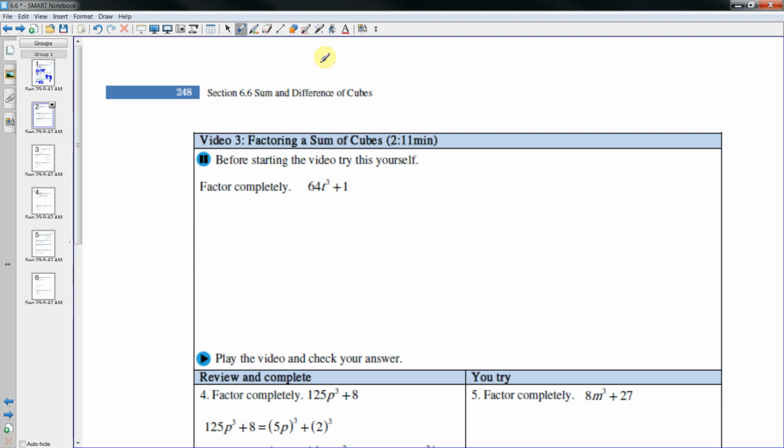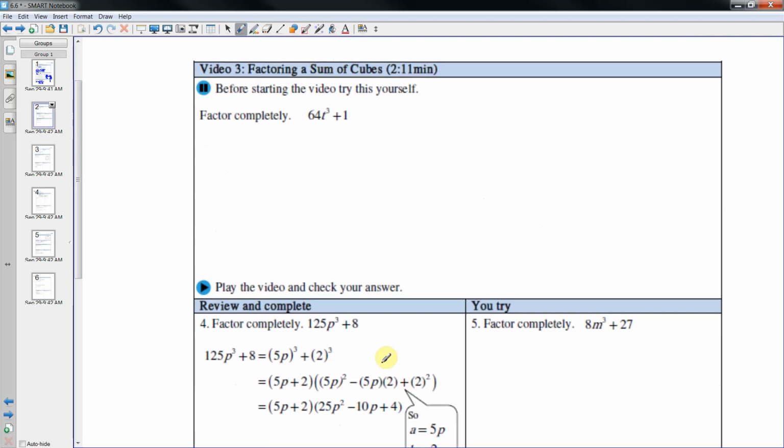Alright, 64t cubed plus 1. 64 is 4 times 4 times 4. T cubed is t times t times t. 1 is 1 times 1 times 1. I can't take a GCF. I have two terms. They're the sum of cubes. So, binomial, trinomial. Again, be careful with 64 because the cube root of 64 is 4, and then I have a t, and then the cube root of 1 is 1.